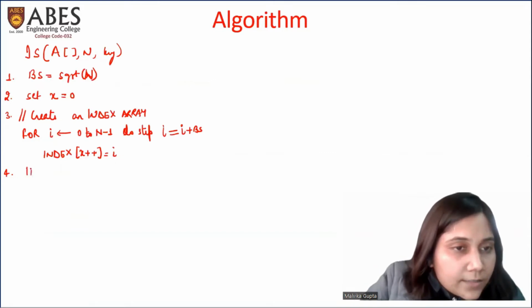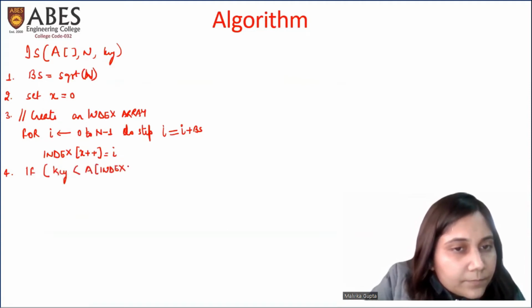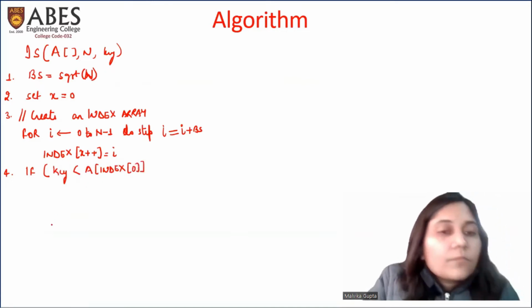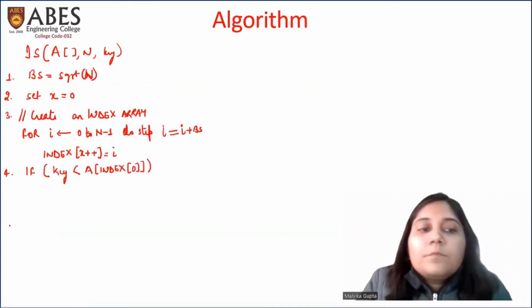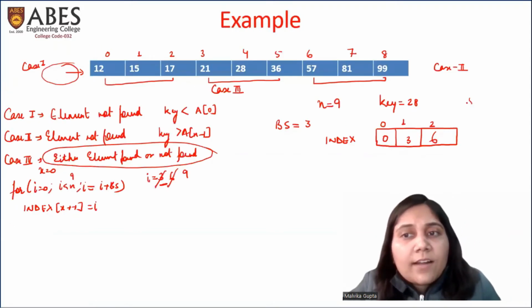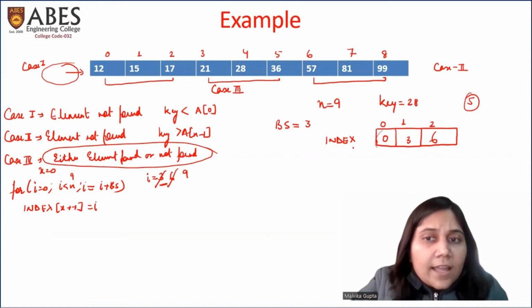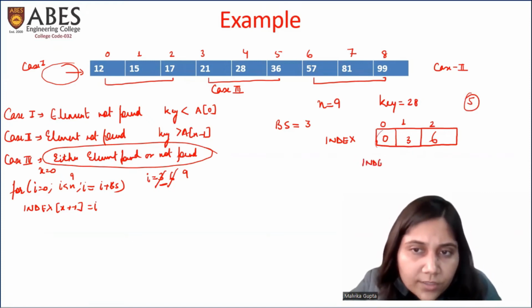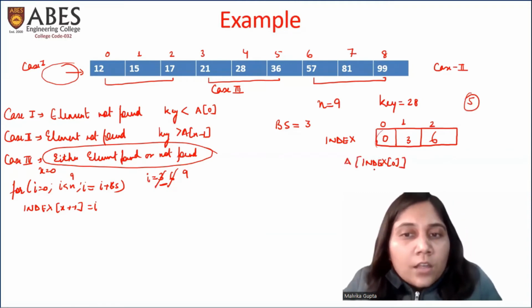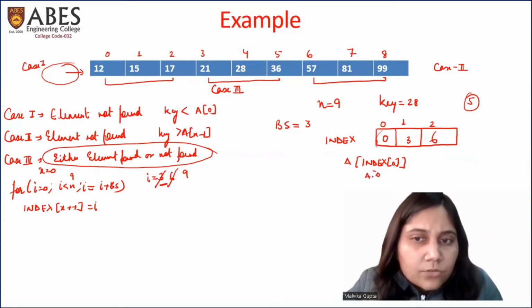Now see, the first case is if my key value is less than A[index[0]]. If this is the condition, suppose my key value was 5. So 5 is less than index of 0, which is what? I hope you understand this concept. If you have not understood, please look into this. Index of 0 means 0. So it is A of 0.